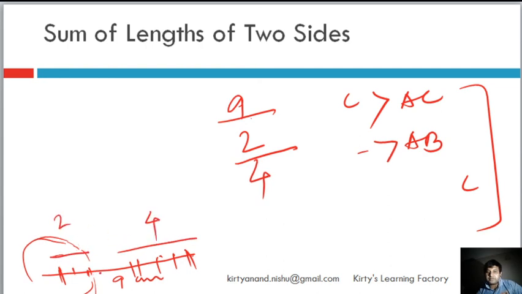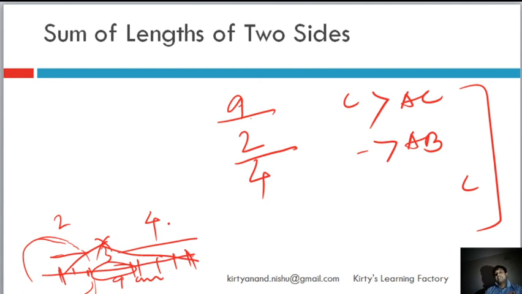Still I have 3 units of distance to cover, right? So till the time this arc and this arc will not be more than 9, I will not be able to have an intersection above the line. If I don't have an intersection above the line, I don't have a triangle. So that is how the sum of two sides always has to be greater than the third side if it has to be a triangle.